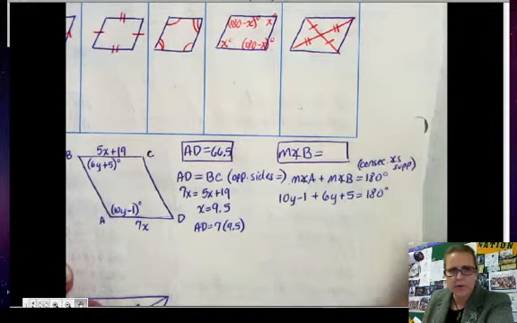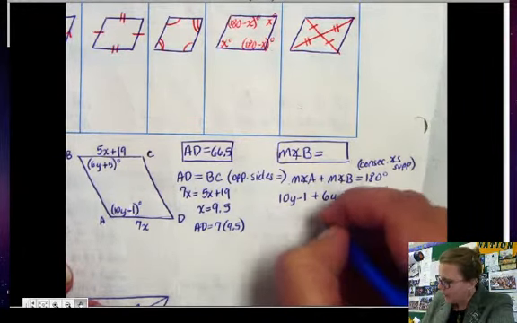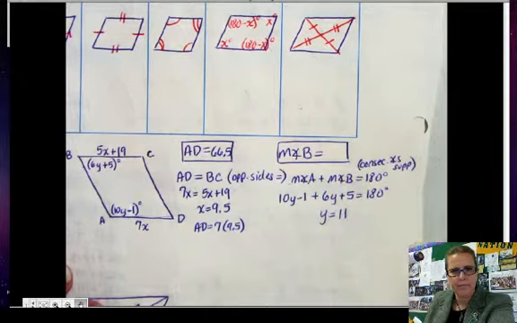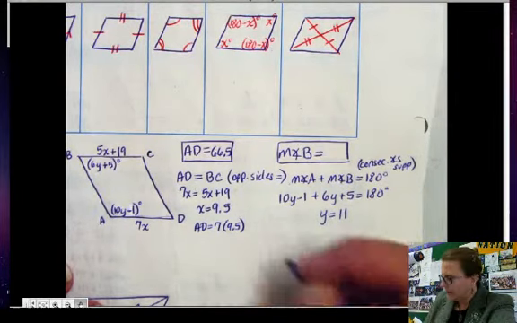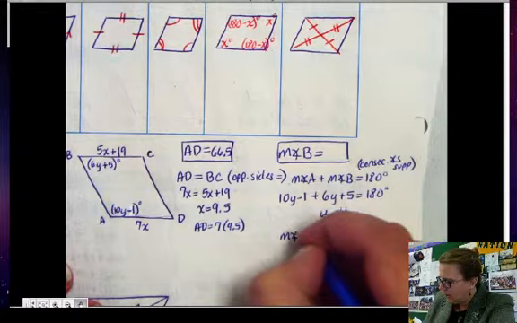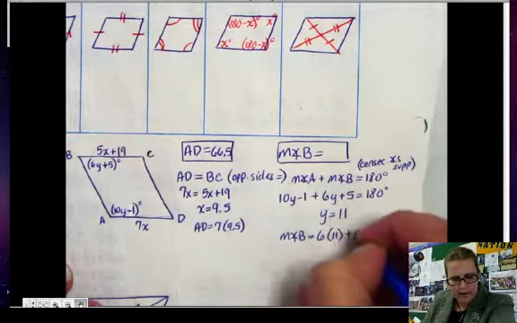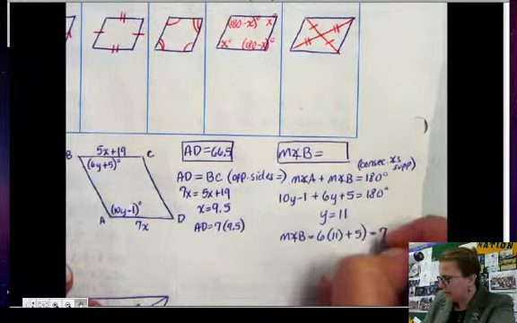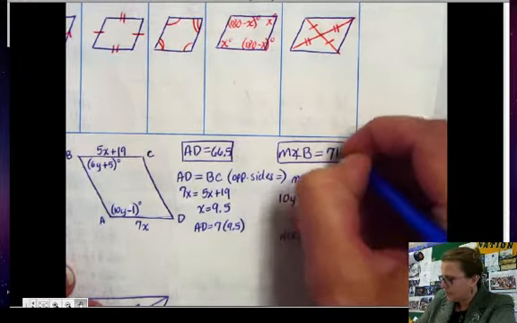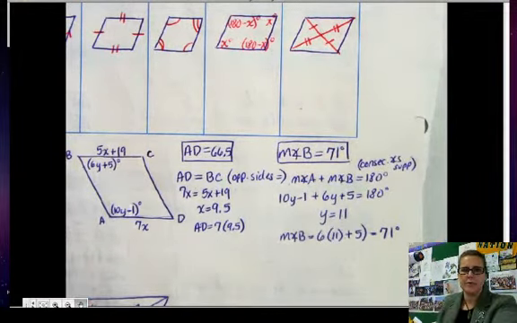And after you solve for y, you're going to find out that y equals 11. Then you need to plug it back in. So the measure of angle B equals 6 times 11 plus 5. So that equals 71 degrees. Okay? So that's how we use those.